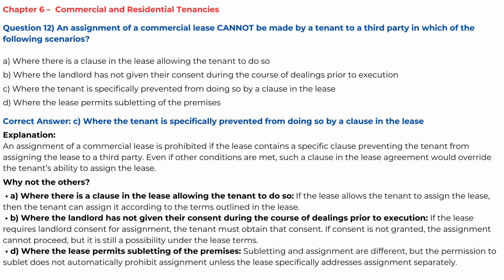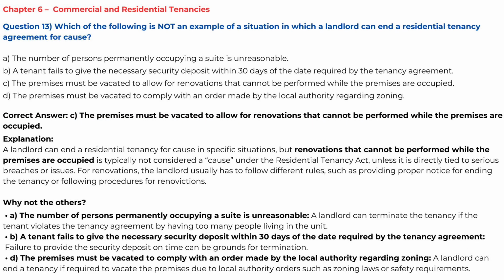Question 13. Which of the following is not an example of a situation in which a landlord can end a residential tenancy agreement for cause? Correct answer. C. The premises must be vacated to allow for renovations that cannot be performed while the premises are occupied. Explanation: a landlord can end a residential tenancy for cause in specific situations, but renovations that cannot be performed while the premises are occupied is typically not considered a cause under the Residential Tenancy Act, unless it is directly tied to serious breaches or issues.